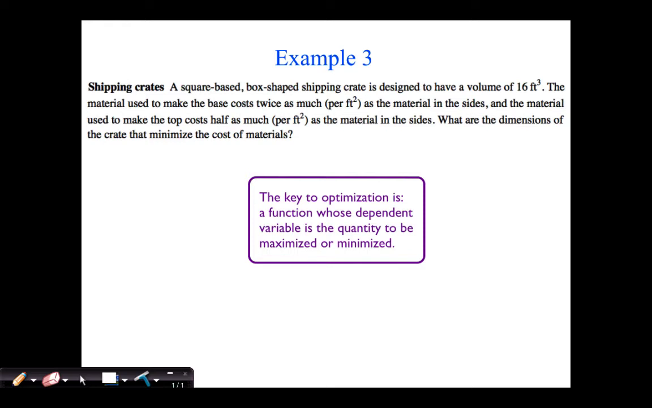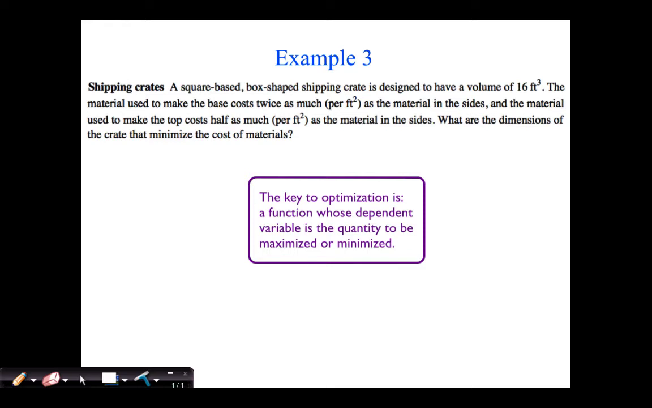So again, our key to optimization is writing a function whose dependent variable is the quantity to be maximized or minimized. What is it we're trying to maximize or minimize here? Cost. So we don't really have any dollar signs, but if I wanted to calculate cost, what geometric quantity is this related to? What is it based off of for this particular case? Yeah, surface area. So I've got costs per square foot, not as numbers, but just relative, like this costs more per square foot than that.